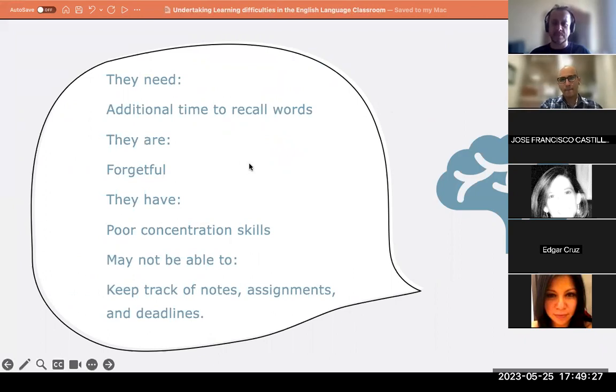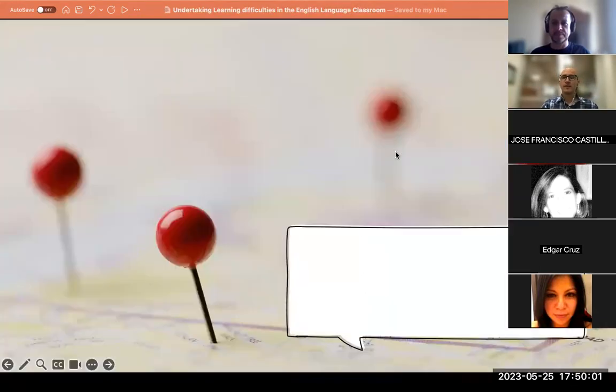Okay. So if they have problems with their working memory, with remembering things, they'll be quite forgetful. Okay. They may have poor concentration skills. Also keeping track of their notes. Sometimes they write a note here and a note there and a note on another piece of paper. They don't know where they left it. They don't even know where they left their book, their notebook. Deadlines, they'll have problems remembering deadlines. Or even assignments, very important assignments. Hey, this is worth like half of your grade. How did you not turn it in? Okay. And more.